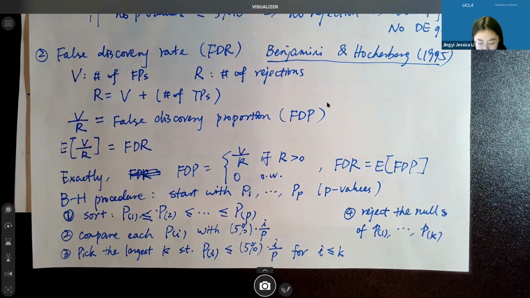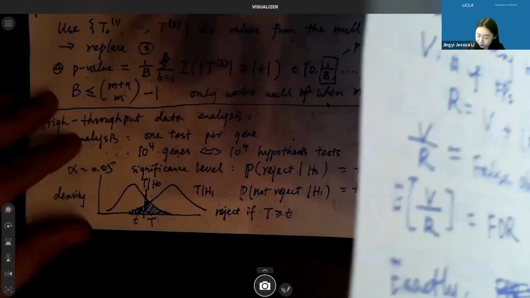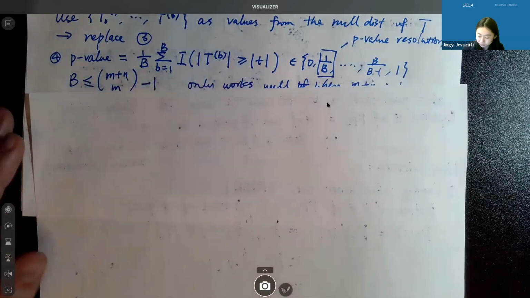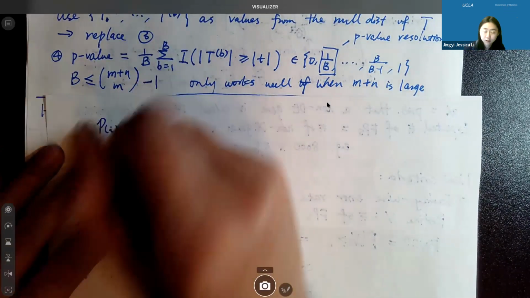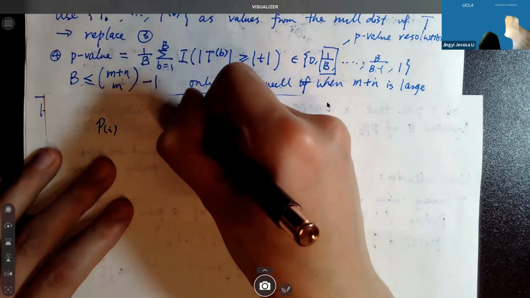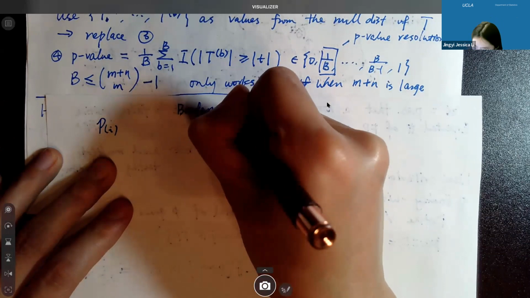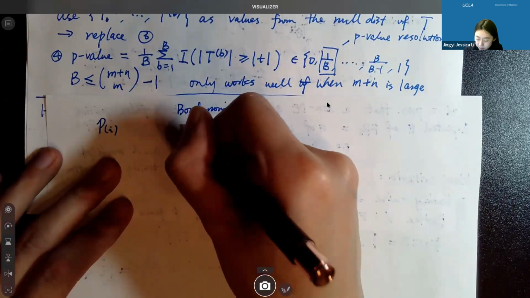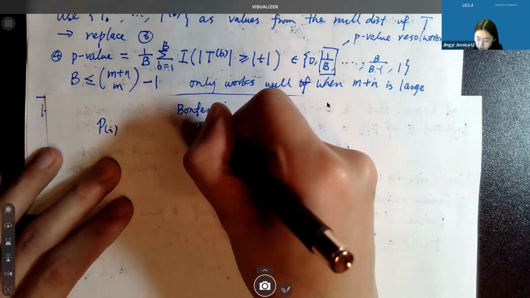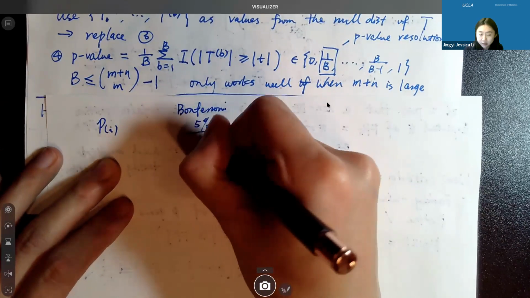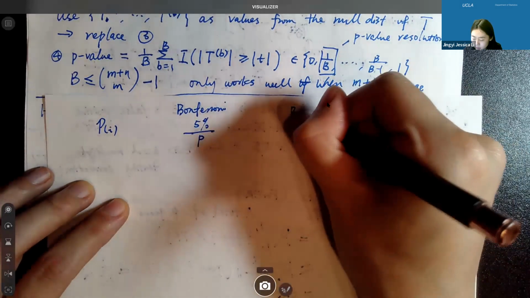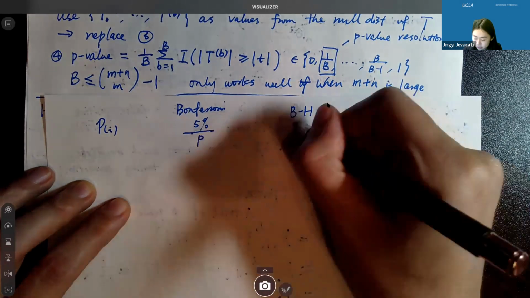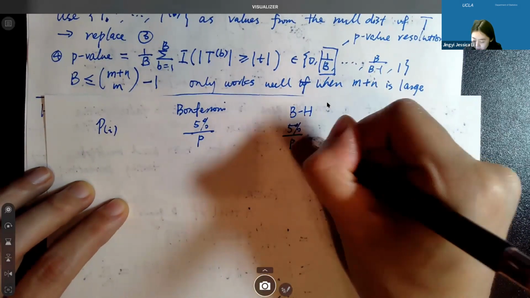And if we do a very quick comparison of the BH against the Bonferroni, then you can see the difference. Let's say that we have P(i) as the ith order p-value. Under the Bonferroni, what we will do is compare P(i) against 5% over P. It's this one threshold we are going to compare against every p-value. Under the BH, we are going to compare it against 5% divided by P times i.